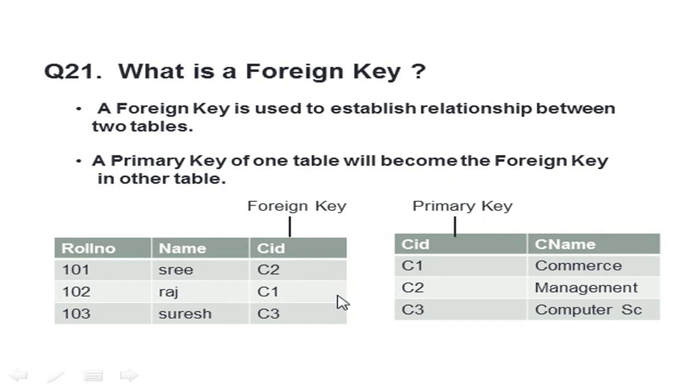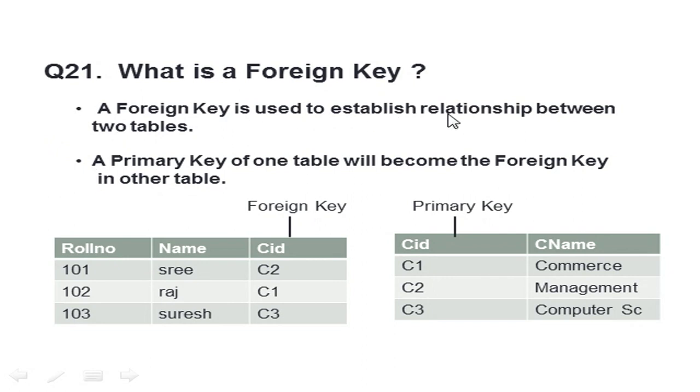So as per these two tables, you can see the common column here is CID, which I am calling course ID. So course ID is acting as primary key in the course table, and the same course ID is acting as foreign key in the student details table, right? So that's what the definition is telling.